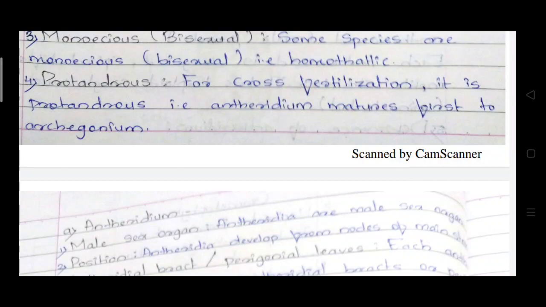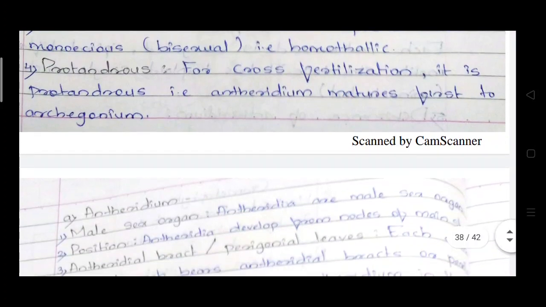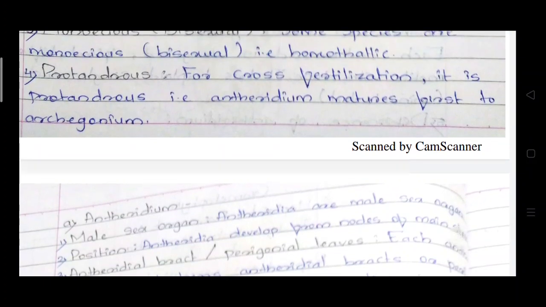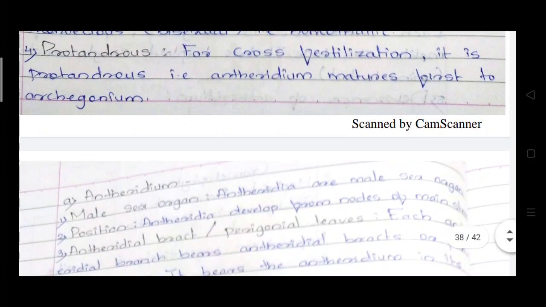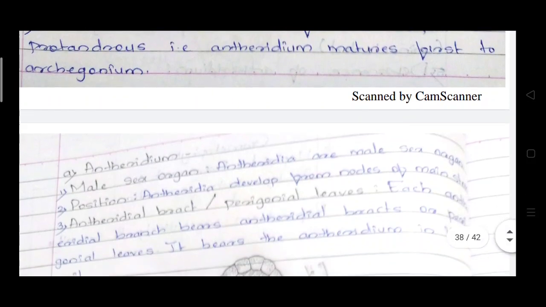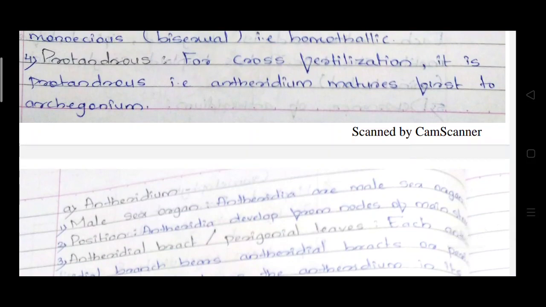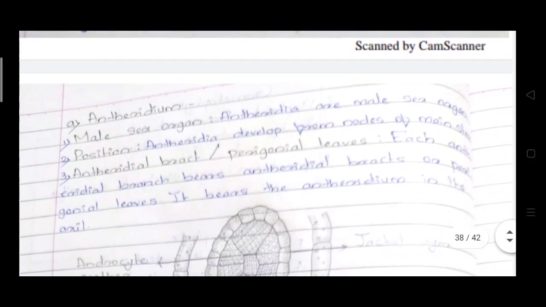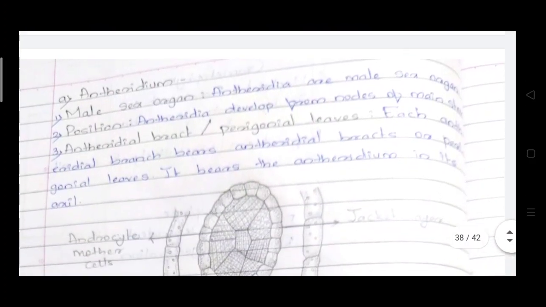In Sphagnum, mostly protandrous conditions are observed. Protandrous means that for cross fertilization, the Antheridia mature first, before the Archegonia. If the Antheridia were produced after the maturation of the Archegonia, fertilization would be affected. So the Antheridia mature first, then the Archegonia.